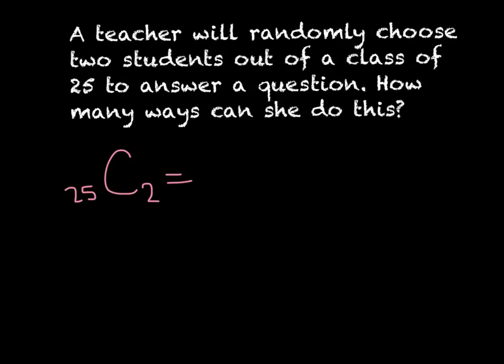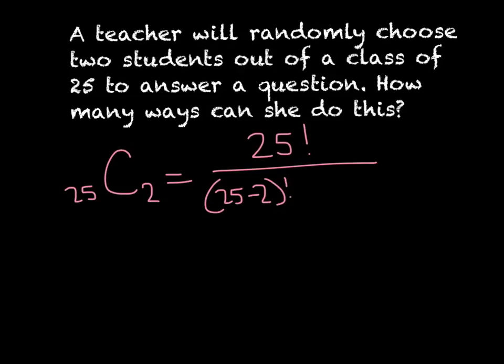So the number of ways she can do this is 25 factorial over 25 minus 2 factorial over 2 factorial, where all we're doing here is just plugging in our numbers n and r into the formula for a combination. And if we do the math, we'll find that's equal to 300 ways.